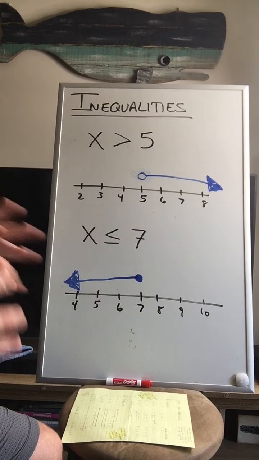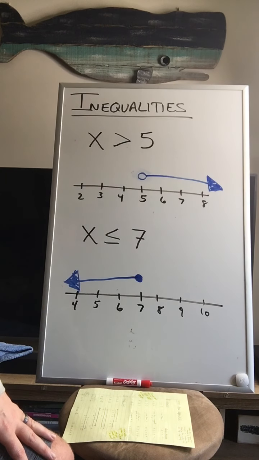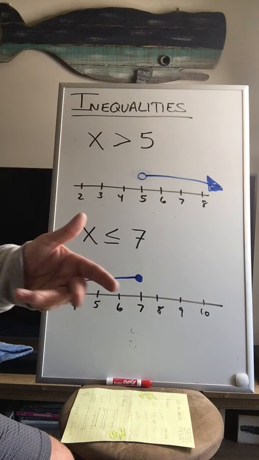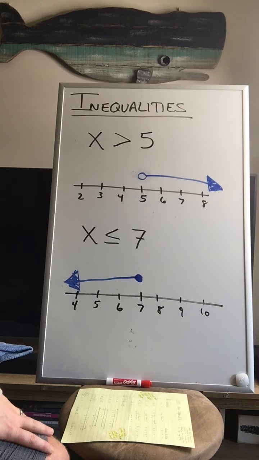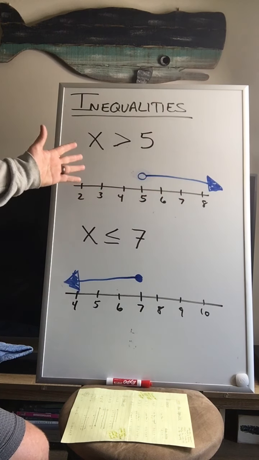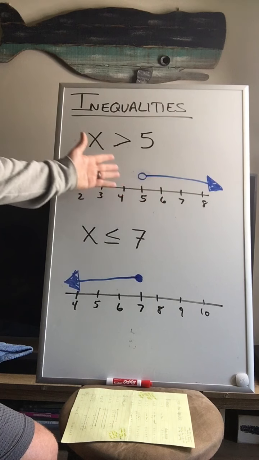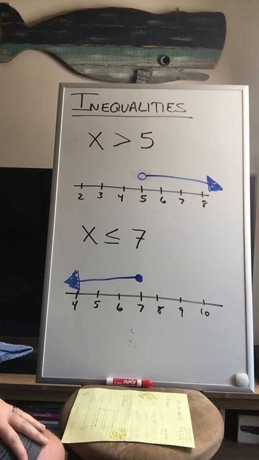Okay? But this is just a little different than when you're working with equals, because when you're working with equals, you're usually getting one answer or maybe 2 answers, but usually you're only getting one solution. Here we have an infinite number of solutions because there's an infinite number of numbers that are greater than 5, for example.